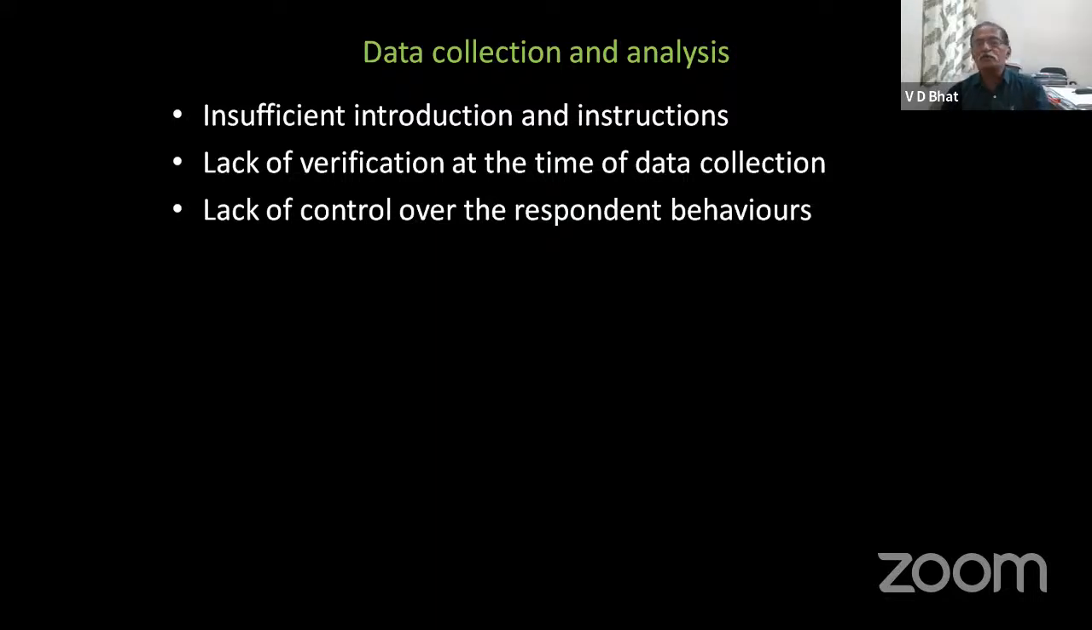Lack of control over respondent behavior. A research scholar is a youngster. Many times, the research scholar has to go and meet people who are in high offices. They are officers in the government. They are teachers in the school. They are lecturers in the colleges. Now, what happens is that the researcher has no control over the respondent behavior. They may be talking to each other while filling the response sheet. They may be discussing with each other. All these things add to the errors in the measurement.